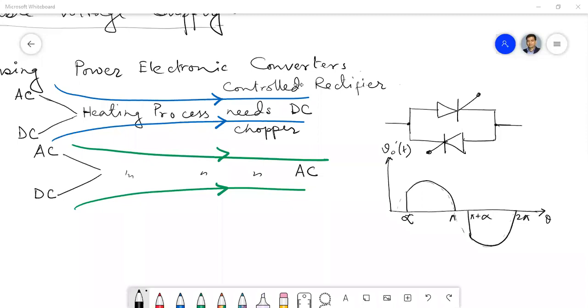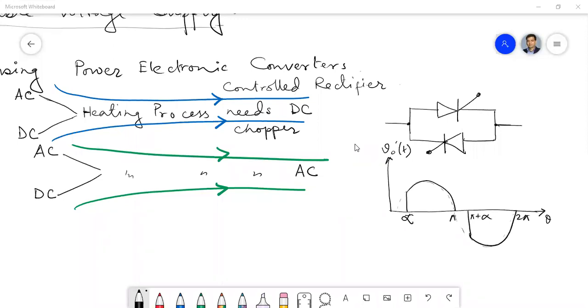So anyway, three phase 180 degree, 120 degree, and for single phase half bridge inverter and full bridge inverter. If you haven't studied those, you have to study. So anyway, these are the options that we have for using power electronic supplies for this type of heating process.